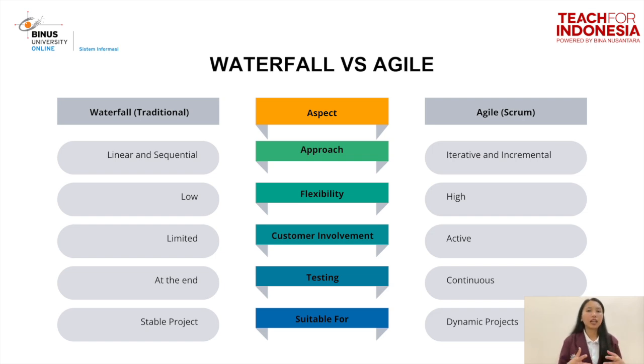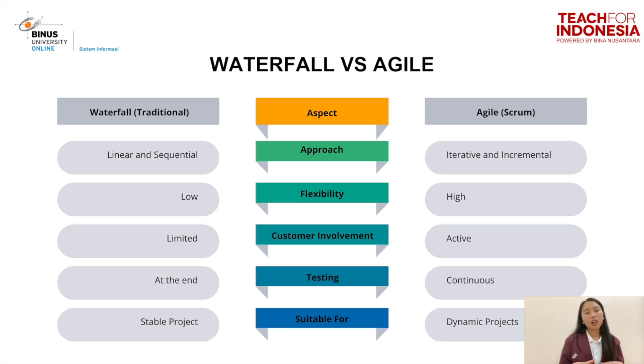And then the fourth aspect is testing. Waterfall only tests the software after development is fully completed, which can make bug fixing highly stressful. And then the Agile methodology uses continuous testing, meaning quality is checked constantly.